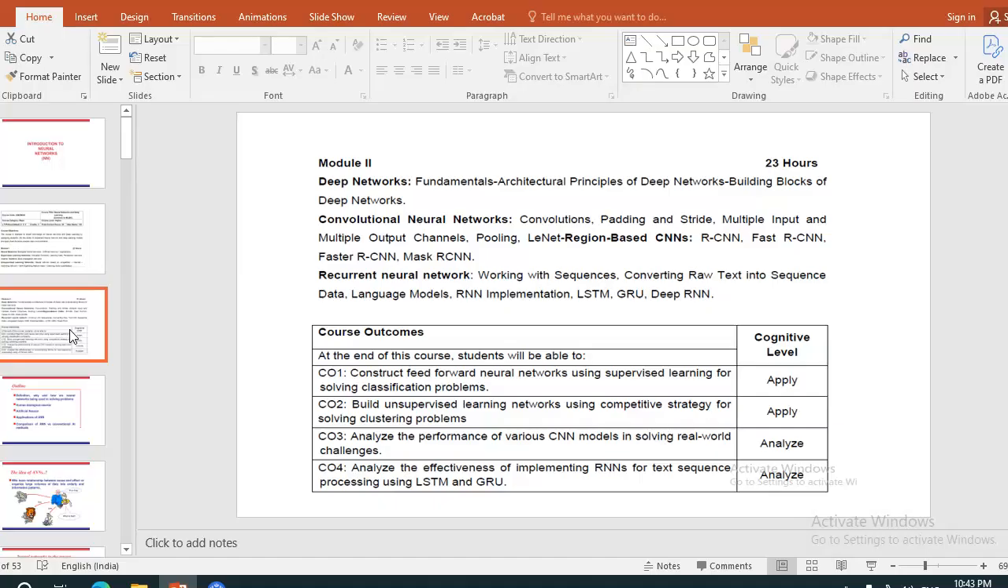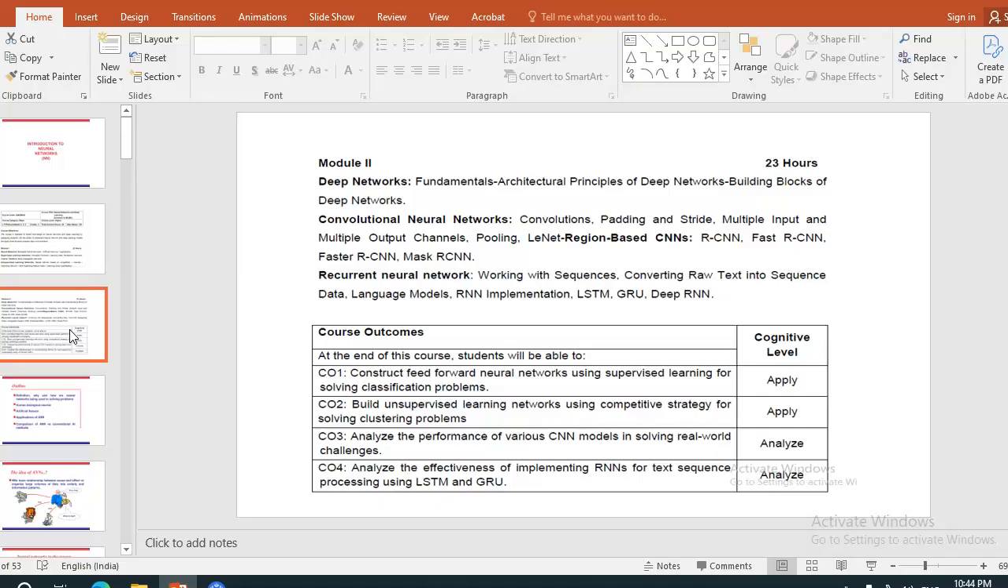Okay, in last class we discussed module 1. So what are we going to study in module 2? In module 2 we are focusing on the deep learning models. In that there are three areas: one is based on deep networks, the second is based on convolutional neural networks, and the third is based on recurrent neural networks. So the first module is based on neural networks, and the second module is based on deep learning models.